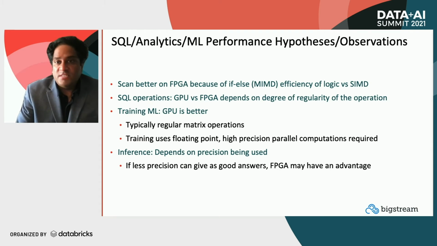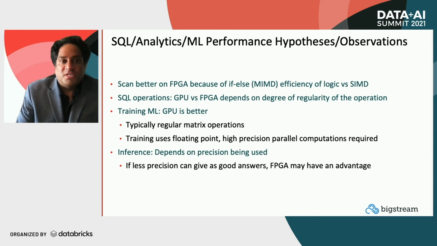And the reason for that is because that's typically a very regular matrix operation. So things like matrix multiply, tensor product. And the other point is that for training, you typically need to use floating point, high precision, multi-word values to do those computations. And that's amenable to the instruction set architecture that GPUs have. So that's where it's seen its benefit.